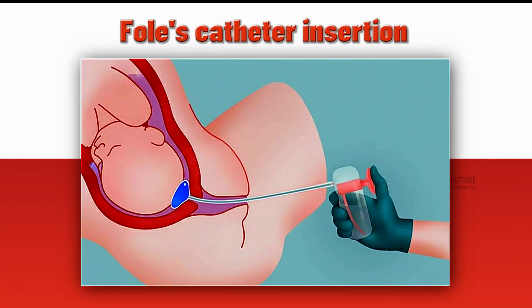Next, we'll see the procedure. It should be performed under aseptic conditions. Insert a 16 to 18 French Foley's catheter through the cervical canal. Inflate the balloon with 30 to 60 ml of sterile saline. Pull the catheter so the balloon rests against the internal os. Secure to the inner thigh with gentle traction. Leave in situ for 6 to 12 hours or until it falls out spontaneously. If labor does not start, proceed with oxytocin infusion or amniotomy.